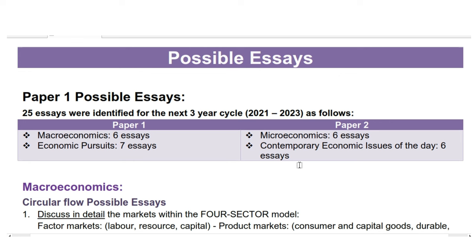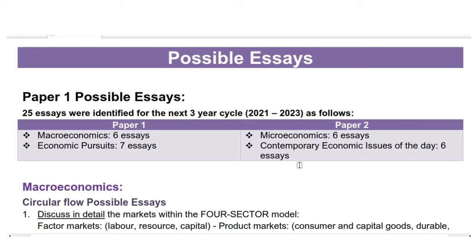As you can see, we have a total of 25 possible essays, and they are distributed across our four modules, namely macroeconomics, economic pursuits, microeconomics, and lastly contemporary economic issues of the day. In this particular lesson, we are only going to explore these possible essays, and this one will be the first video on the playlist. Now the big question is, should you study all 25 essays? Well, good news is that you don't have to.